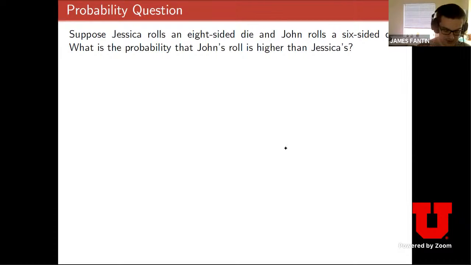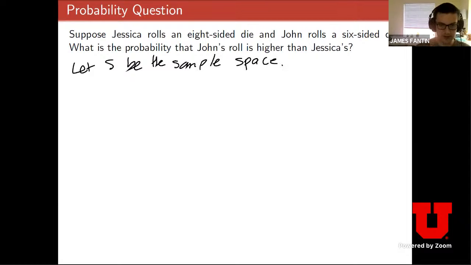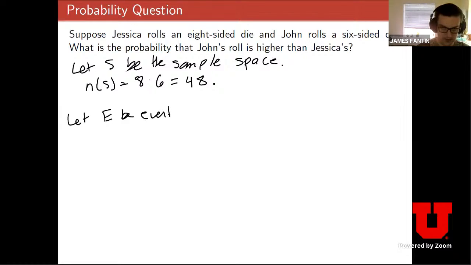Yeah. So let S be the sample space. And let's see what the total number of elements are in our sample space. So N of S, well, the total number of possibilities. Jessica has 8 options. John has 6 options. So there'll be 48 total possibilities that we can look at. And then now let's look at the event where John's roll is higher than Jessica's.